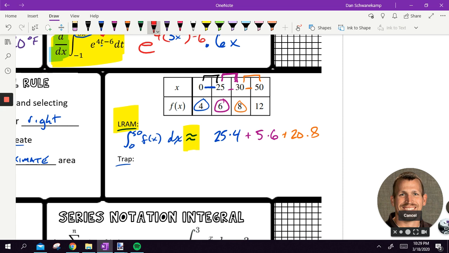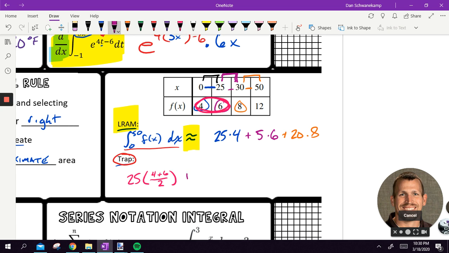Trapezoidal sum, that might be one you forgot. But trapezoidal sum, remember, it's exactly the same. It's still going to approximate this. It's going to approximate it better, but it's still an approximation. To find trapezoidal sum, all we're going to do is take the width times the average of these two things. So 4 plus 6 divided by 2. So 10 divided by 2. Oh, it's like times 5.